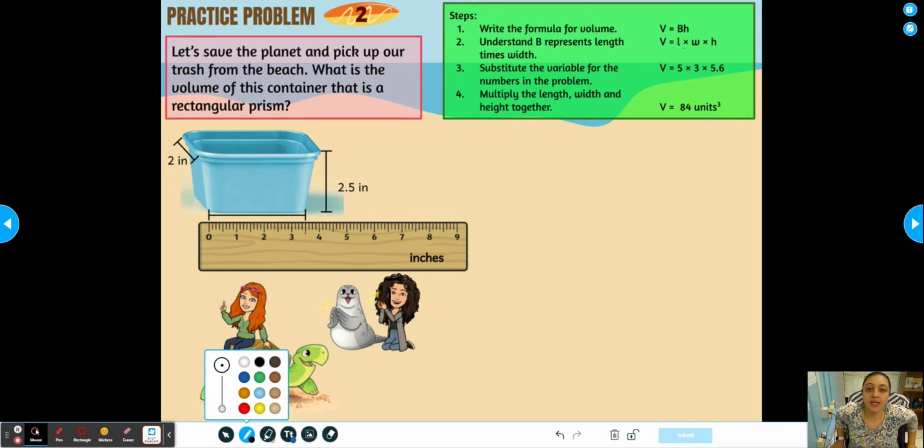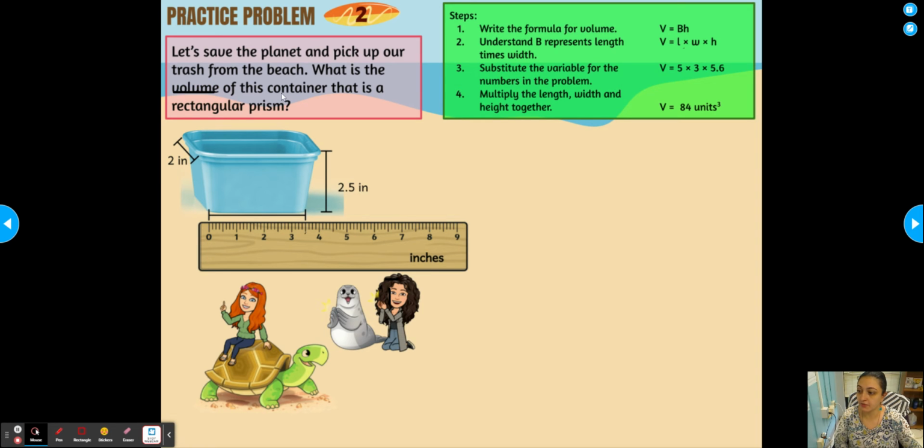Hello, welcome back, and we are going to solve a volume problem using a rectangular prism. And so we're finding the volume of a rectangular prism. So let's get started. The practice problem says, let's save the planet and pick up our trash from the beach. What is the volume of this container that is a rectangular prism?